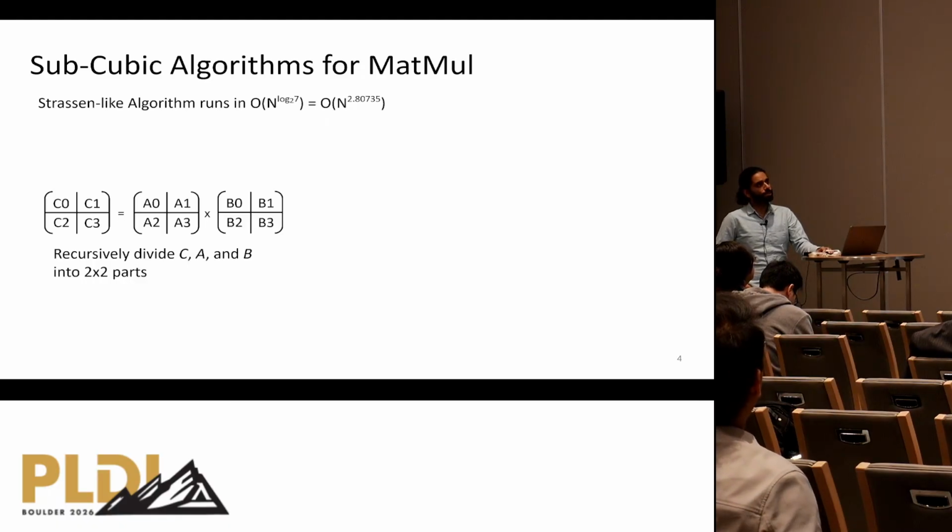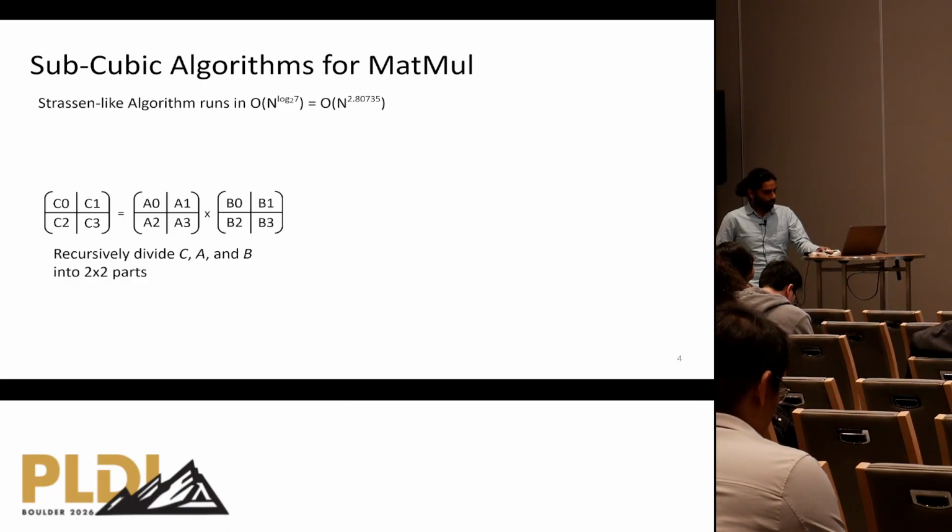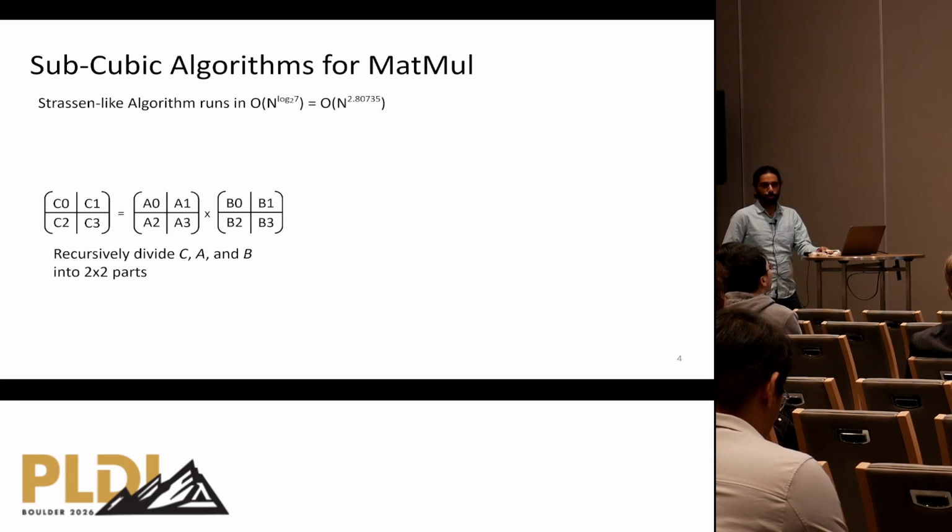A very common example of a subcubic algorithm is the Strassen algorithm, which I'm sure everyone has learned about. It runs in n to the power log 7 base 2, which is n to the power 2.8 complexity. It's a recursive algorithm. At every recursion step, it divides these matrices C, A, and B into 4 parts: C0 to C3, A0 to A3, and B0 to B3.